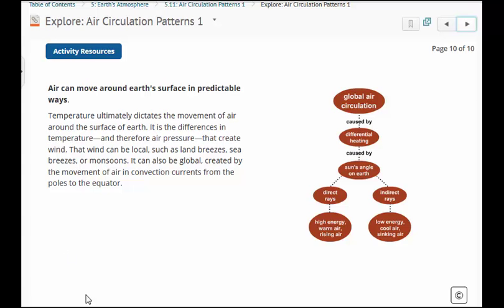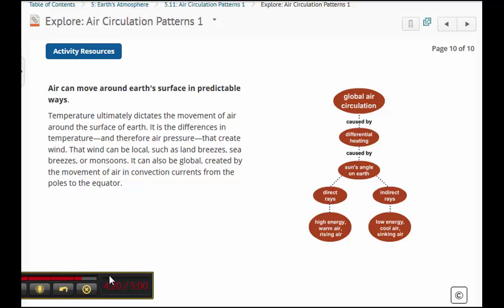For this quiz, make sure you know that wind is caused because of differences in heating. Make sure you know that the equator gets the most energy from the sun and that the sea breeze comes from the sea.